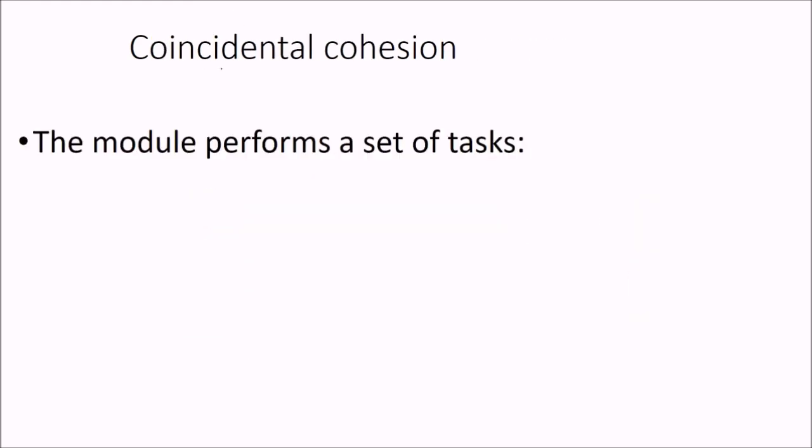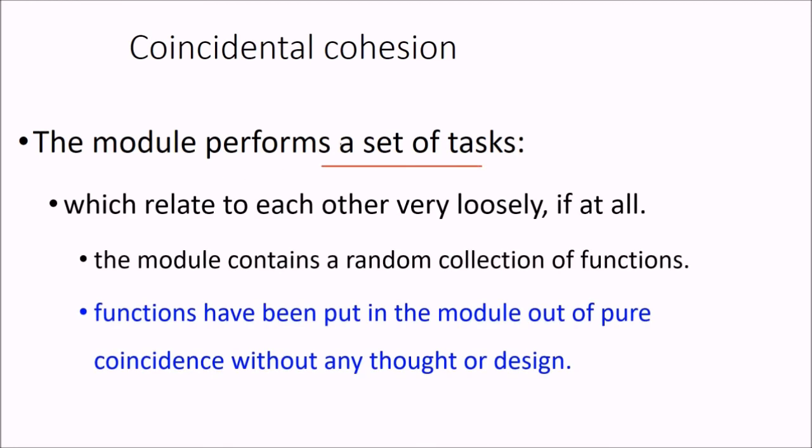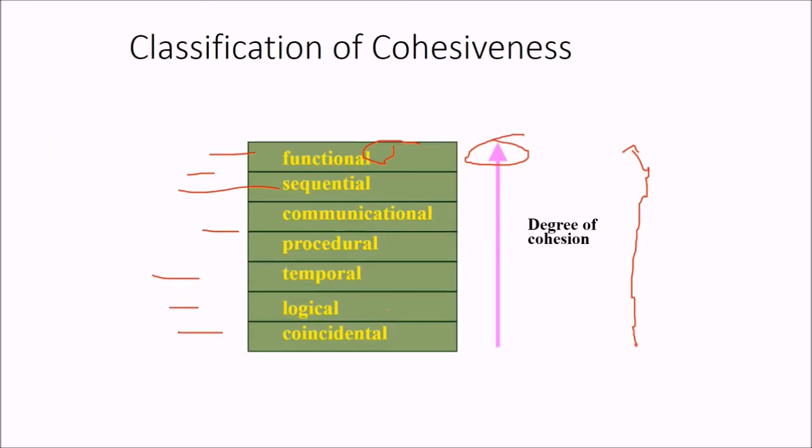The module performs a set of tasks which relate to each other very loosely. These are coincidental cohesion, if at all. The module contains a random collection of functions, and functions have been put in the module out of pure coincidence, without any thought of design. That is why it is at the bottom of the classification.